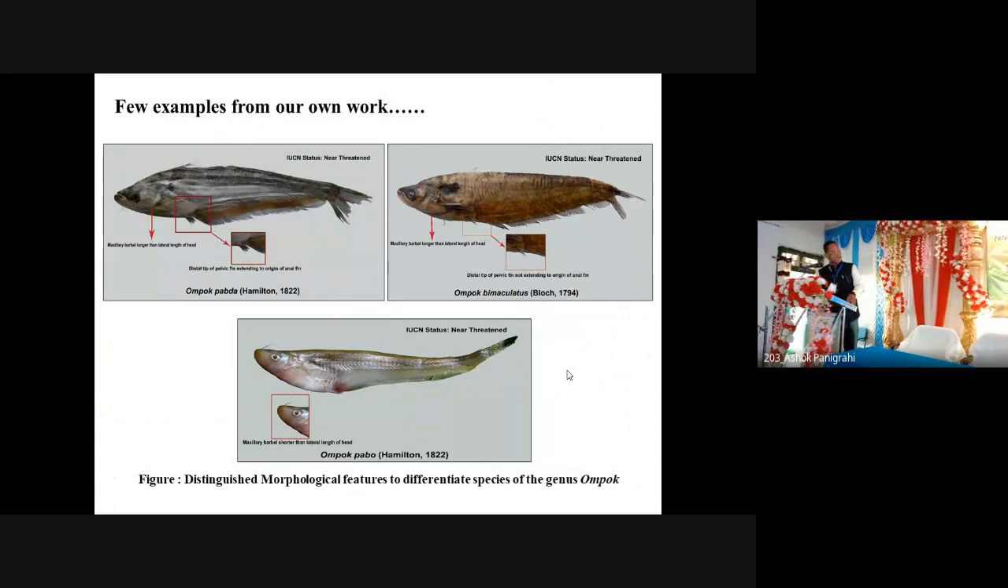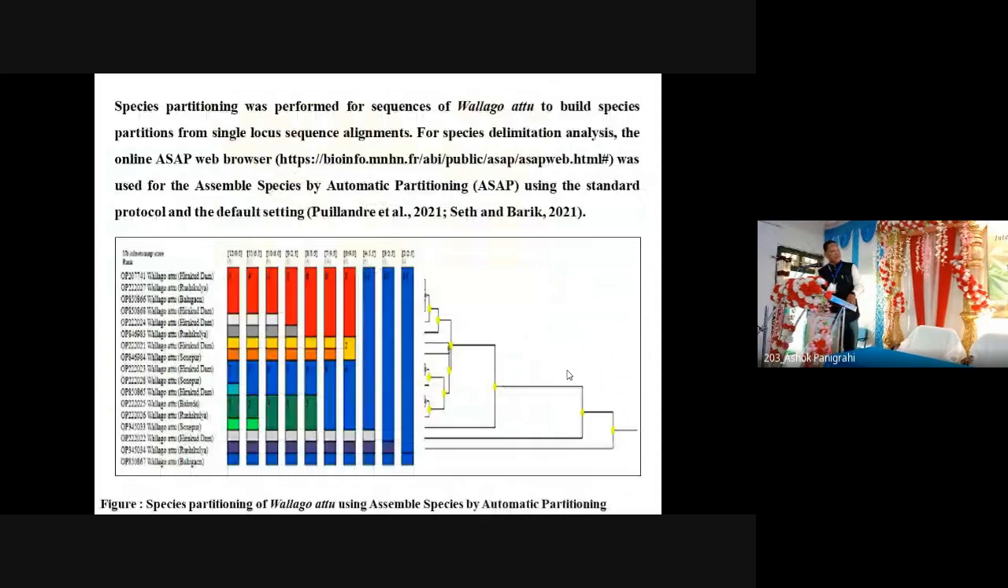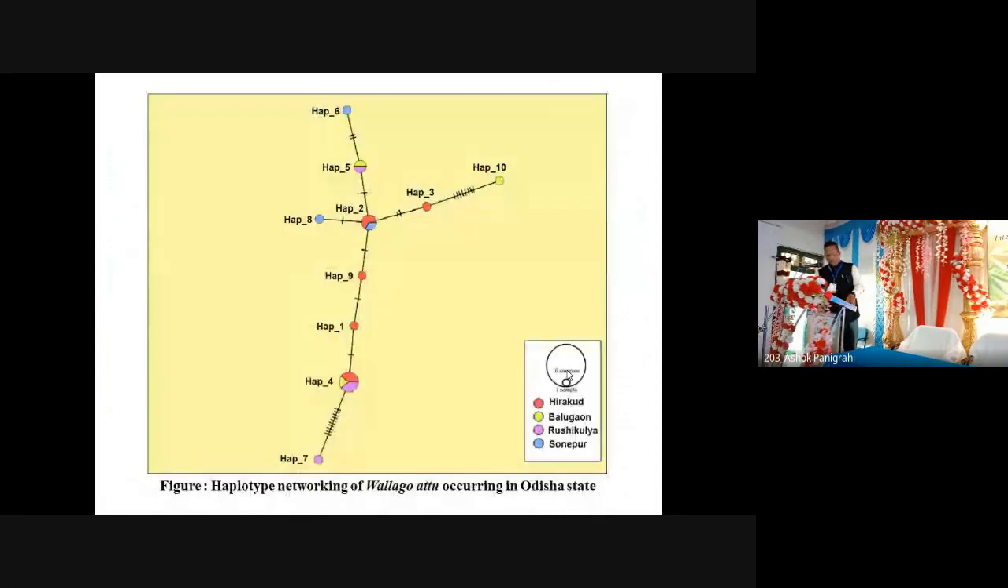I'm moving fast, I'm not talking in detail. We applied haplotype analysis and we found 10 haplotypes. So it showed that the population is stable in Odisha. We do not have to worry, because this species is under the vulnerable category, and this species is only found in Southeast Asia. So we need to have concern while designing the policy for this species.